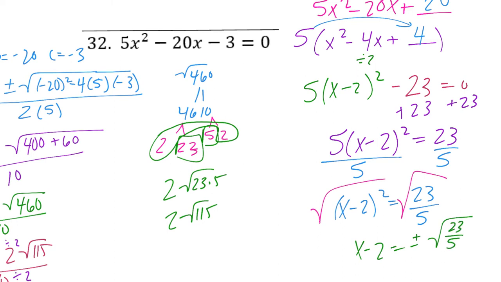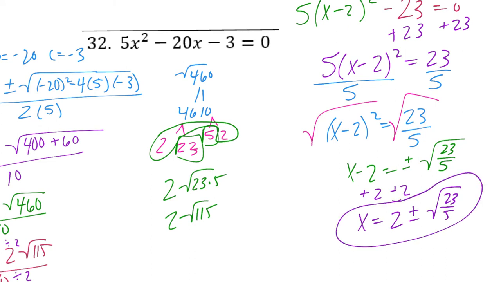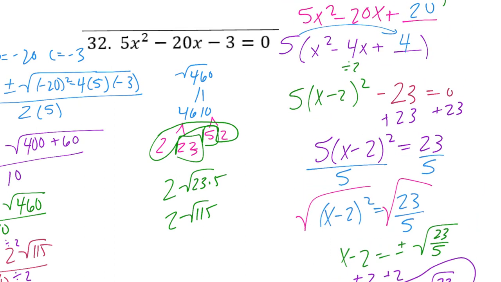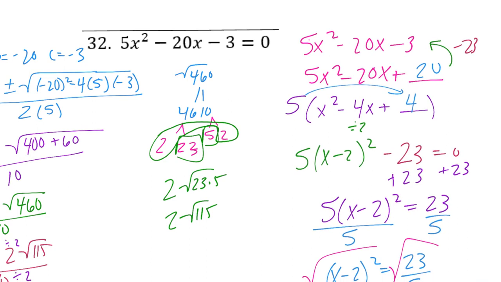which I can't really simplify. I actually can't do anything with that part. So I want to then add 2 to both sides so that I can be finished. So then x equals 2 plus or minus the square root of 23 over 5. And I know you're thinking to yourself, Miss Moore, that does not actually look the same as what you got for the quadratic formula. It actually is. It is the exact same. It's just a more simplified version, which is perfectly fine. They are both equivalent versions of the same thing.